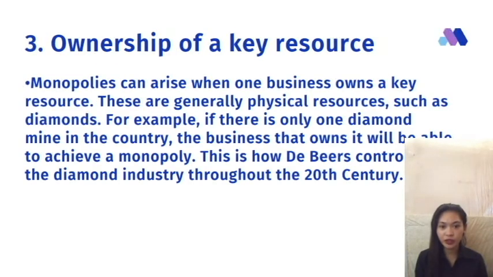Third, ownership of a key resource. A monopoly can arise when one business owns a key resource, generally a physical resource such as diamonds. For example, if there is only one diamond mine in the country, the business that owns it will be able to achieve a monopoly. This is how De Beers controlled the diamond industry throughout the 20th century.